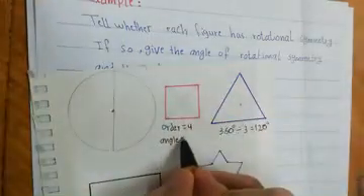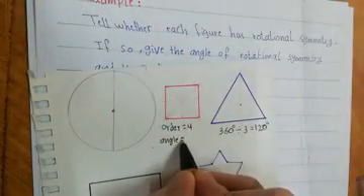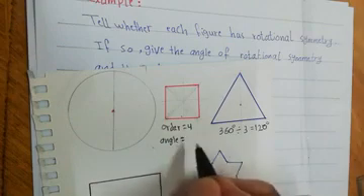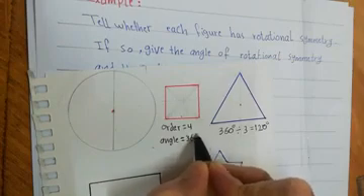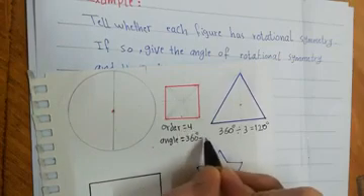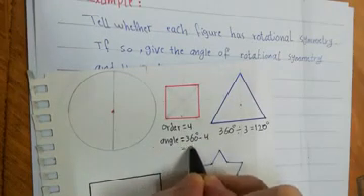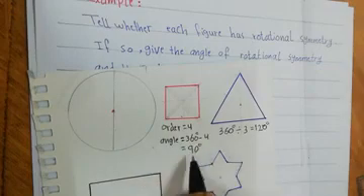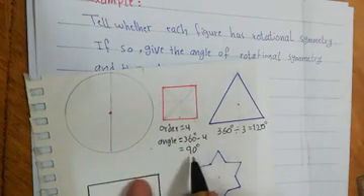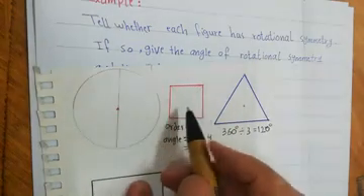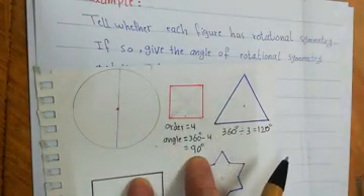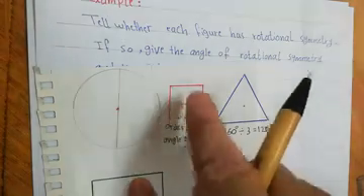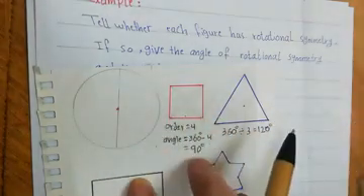The angle equals 360, one full circle, divided by the order, which is 4. You will get 90 degrees. This is the smallest angle. If you rotate this shape by 90 degrees, it will fit itself for the first time.